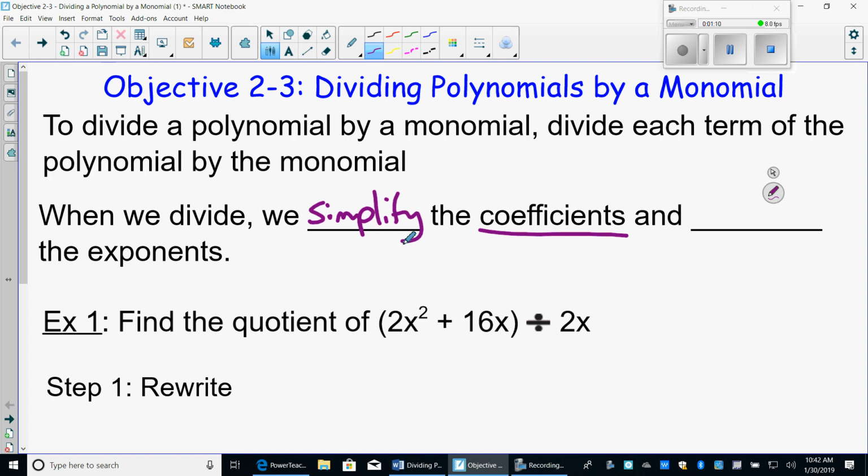And you're going to actually subtract the exponents. When we multiply powers, we add the exponents. When we divide powers, we subtract the exponents. And I'm actually going to show you a canceling out method that I think you're going to like better than the subtraction method. Okay? So, when it says find the quotient, what does quotient mean, by the way?